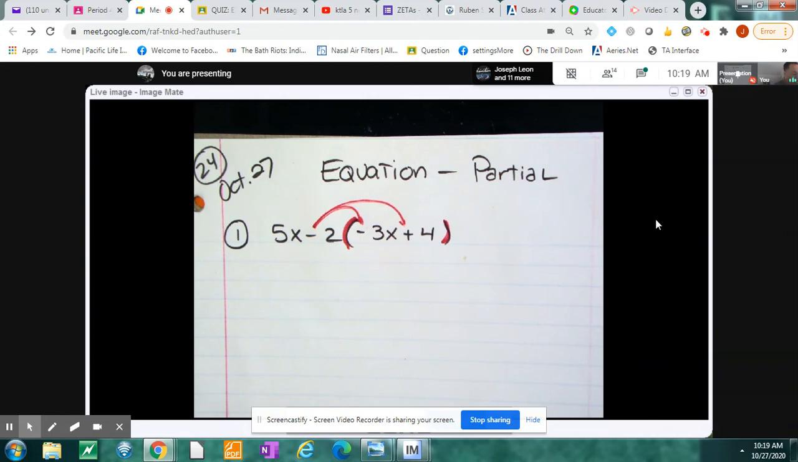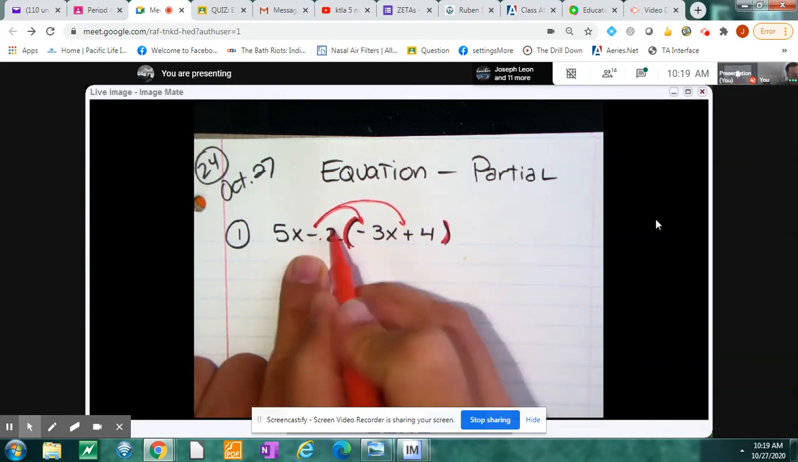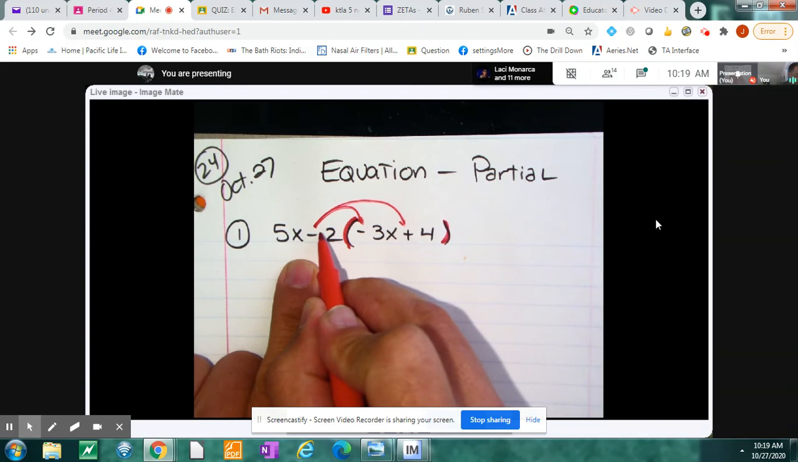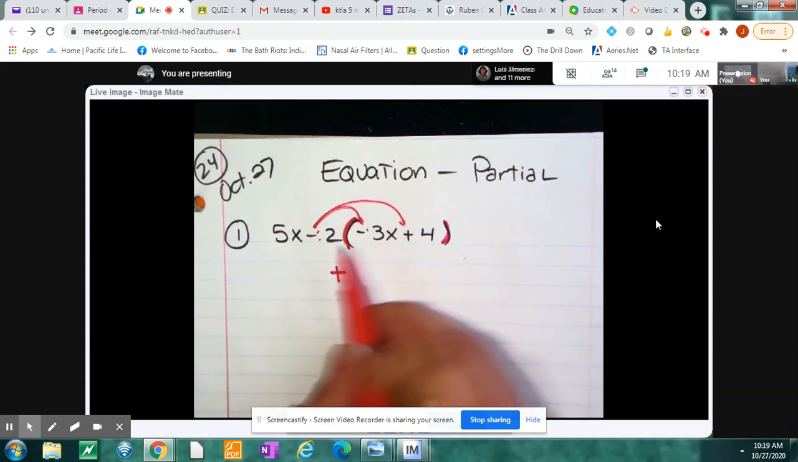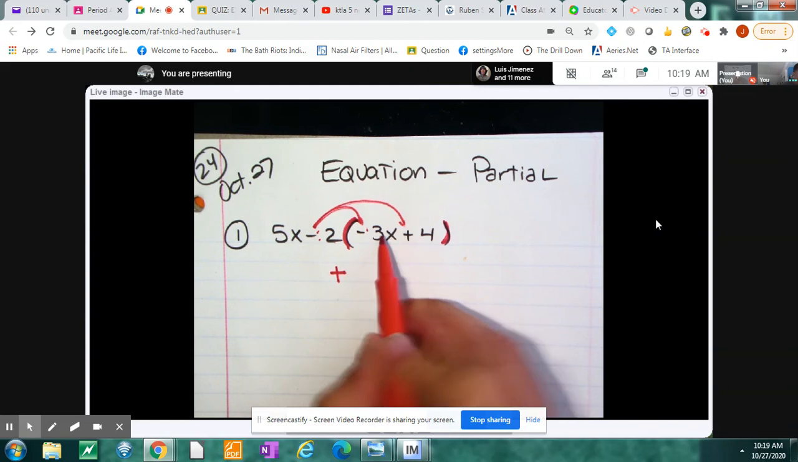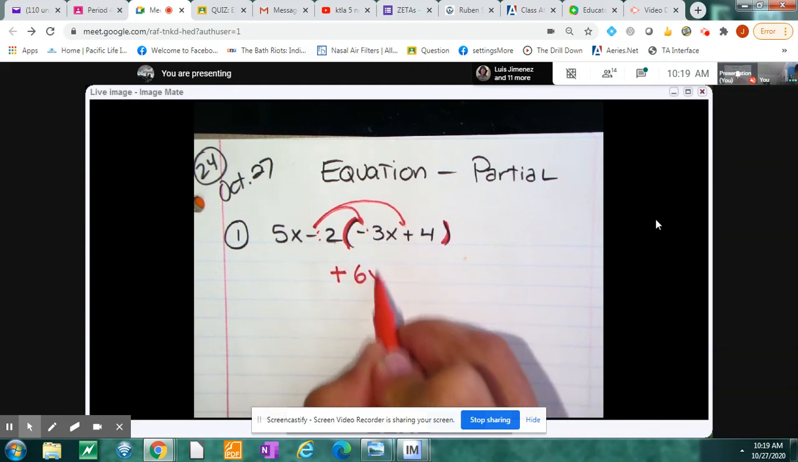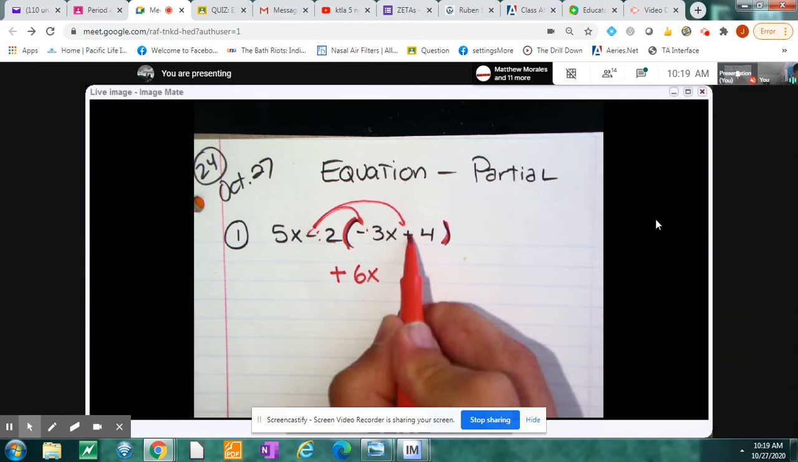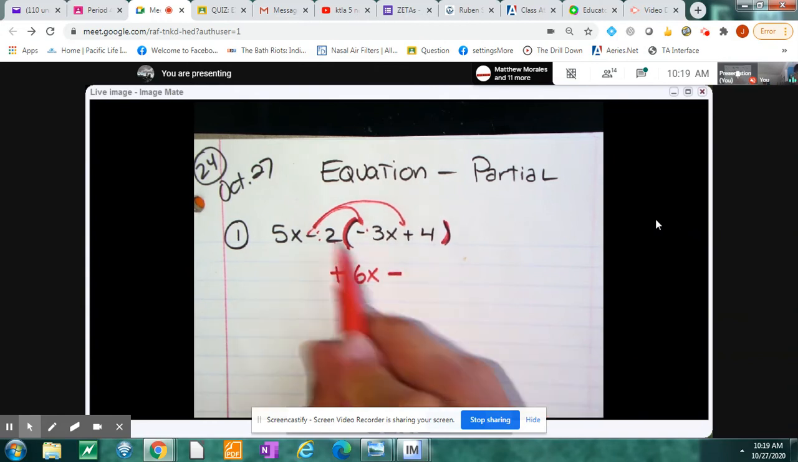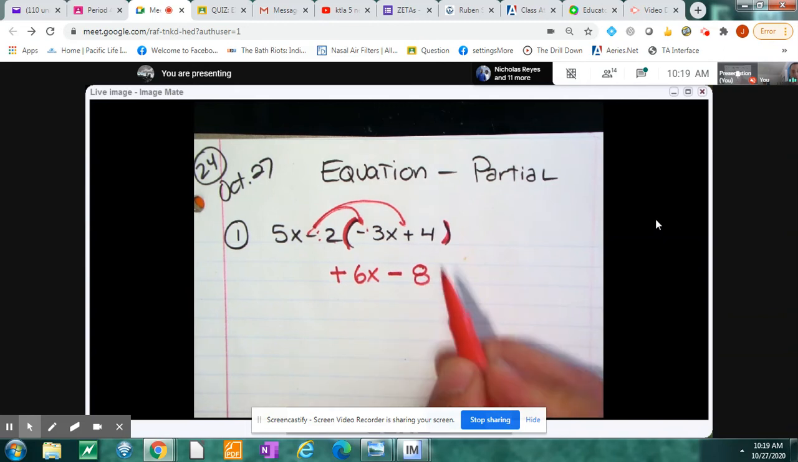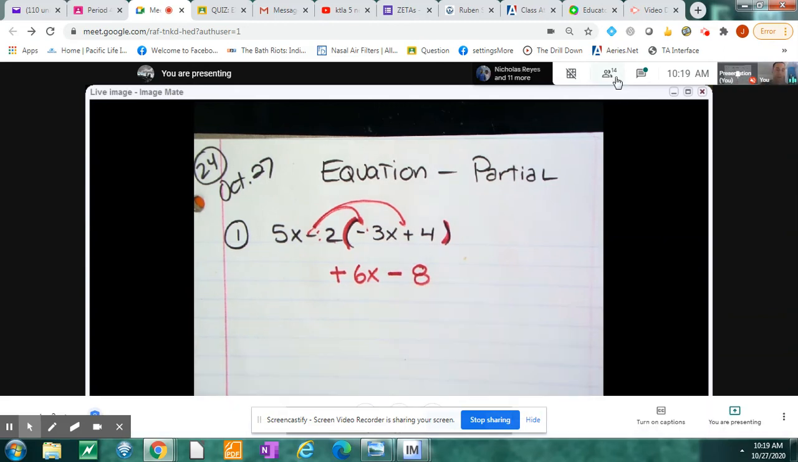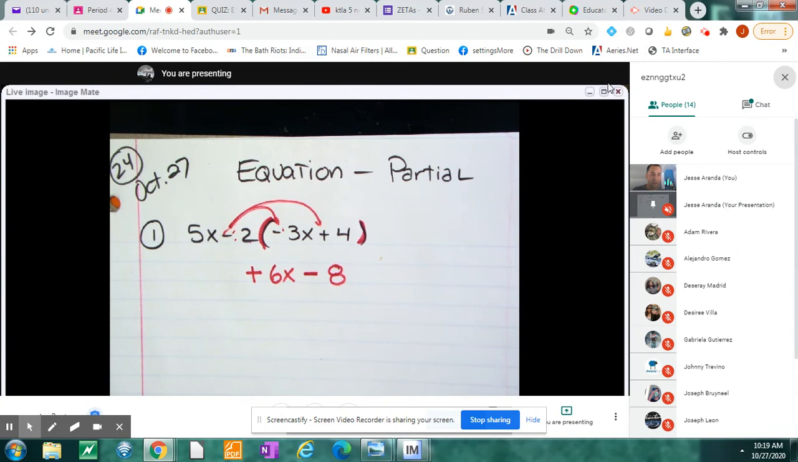So now let's go ahead and multiply. You can do the box, but what's negative times a negative? Positive. And then 2 times 3x is 6x. Negative times a positive, negative. 2 times 4, 8. Okay, so then let's go ahead and I'll have this here.